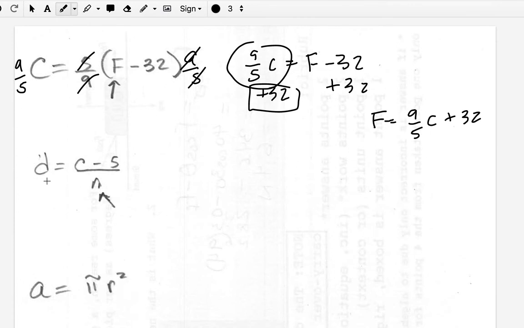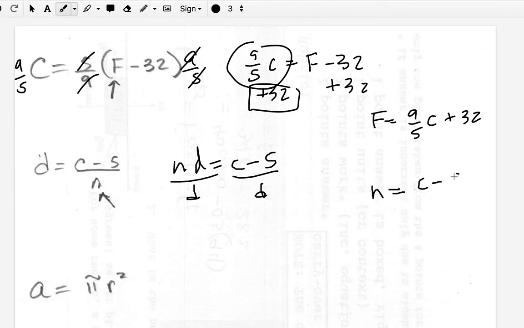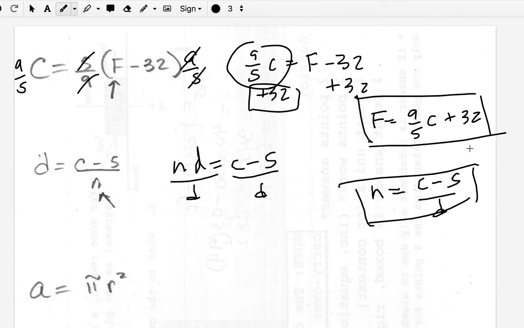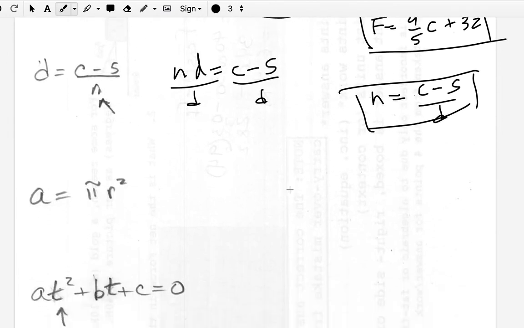Okay, d is c minus 5 over n. We're solving for n. We're going to multiply both sides by n and then divide by d. So nd is equal to c take away 5. Divide both sides by d, and we get n is equal to c take away 5 over d. Boxed.